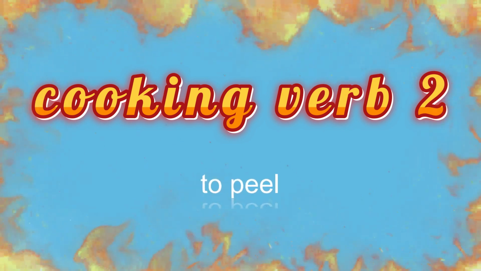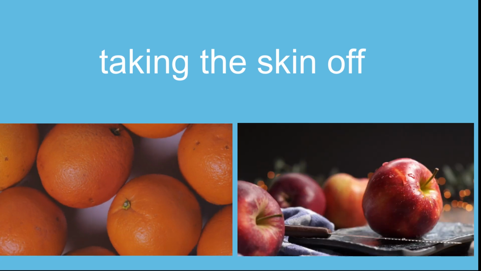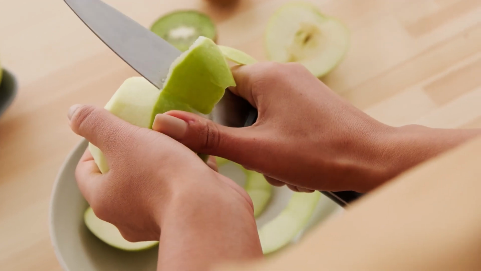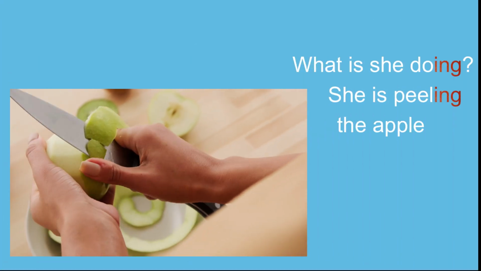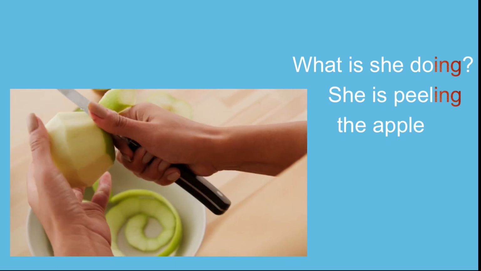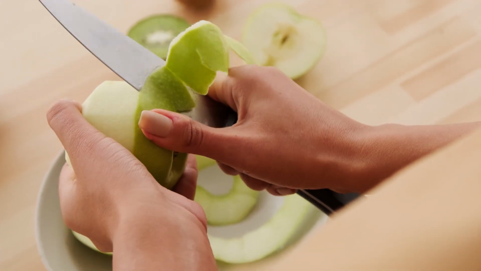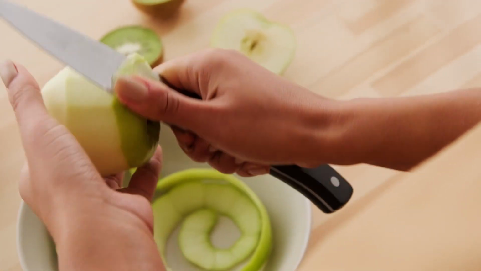Now, let's look at cooking verb number 2. Peel. When we are peeling something, we are removing the outer layer, like taking the skin off an orange or an apple. Let's see the action. What is she doing? She is peeling the apple. Peel. That's what it means to peel.